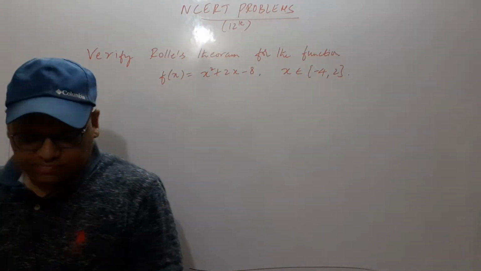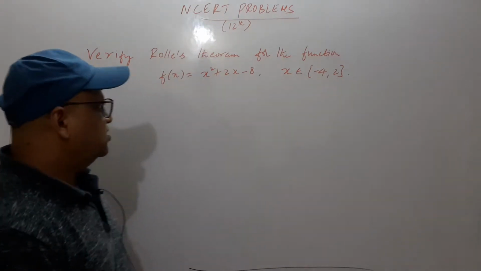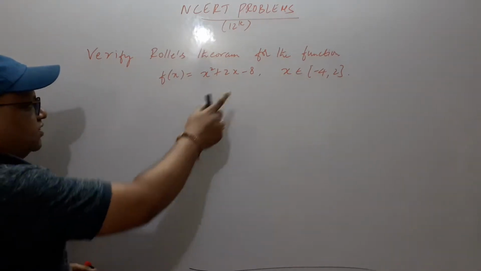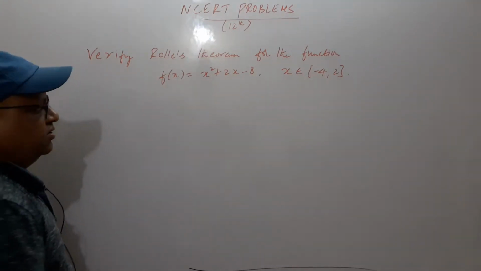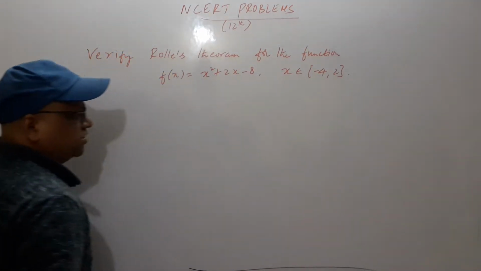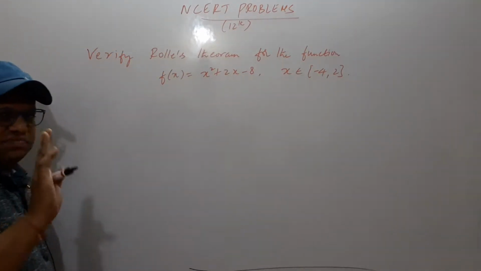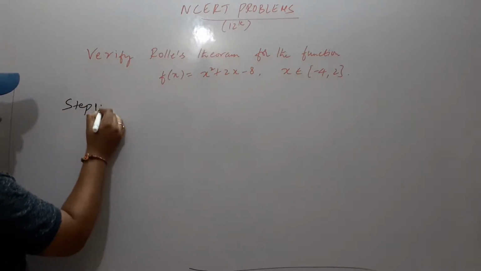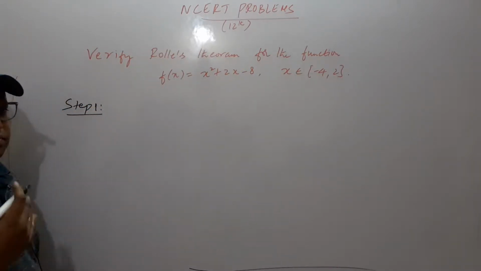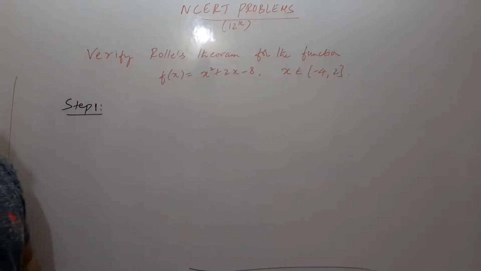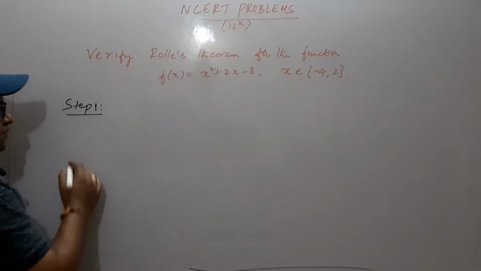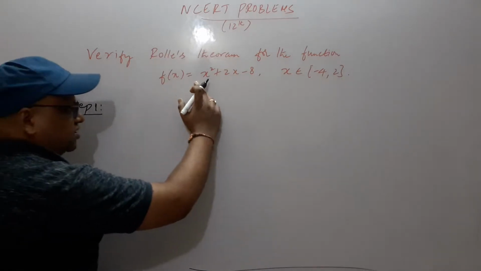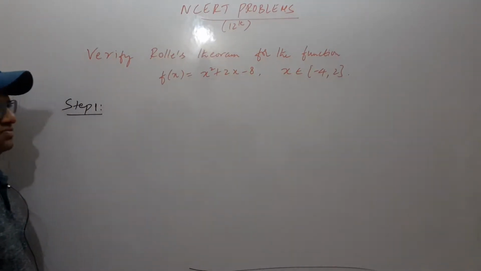Let us start the question. Verify Rolle's theorem for the given function in the interval -4, 2. Students, we have 3 steps here. If you follow the steps, you will get good marks, absolute marks in the board exams, whatever you are writing. Step 1: if you observe, the given function is a quadratic function.